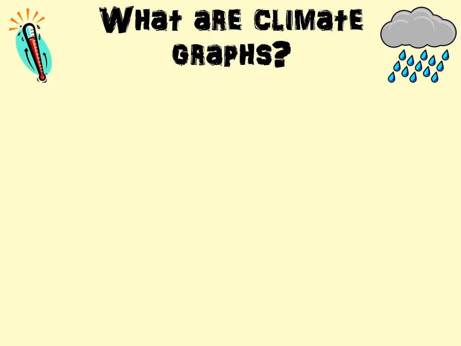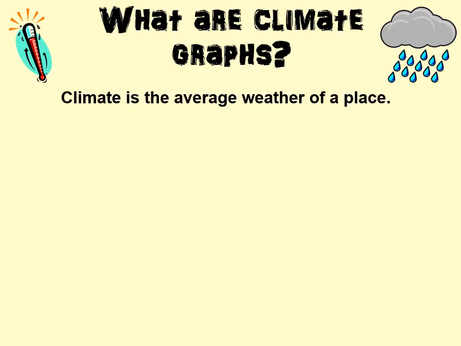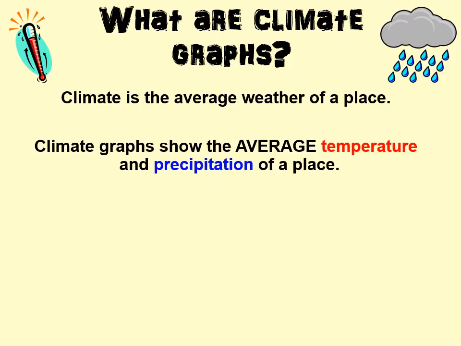So what exactly are climate graphs? First, we need to think about what climate is, and climate is the average weather of a place. It is usually taken over 30 years, so it gives us a good idea about what the weather will be like on a certain day. Climate graphs show the average temperature and precipitation of a place. And precipitation, remember, is any form of water that falls from the sky. So rain, snow, sleet, hail, all forms of precipitation.